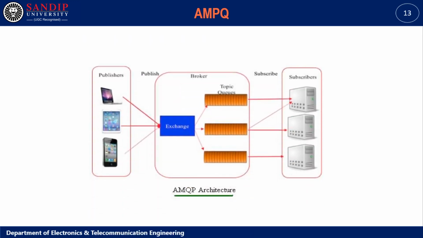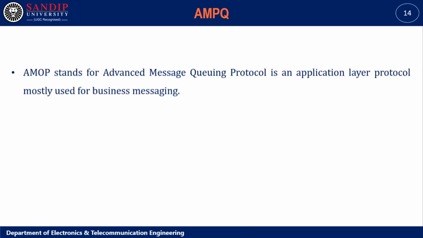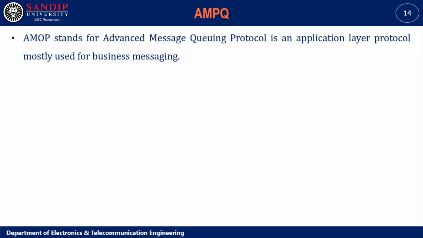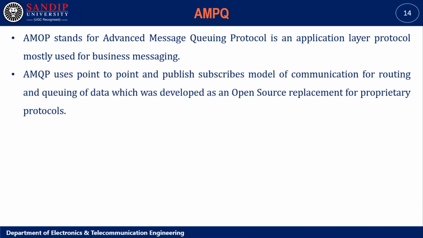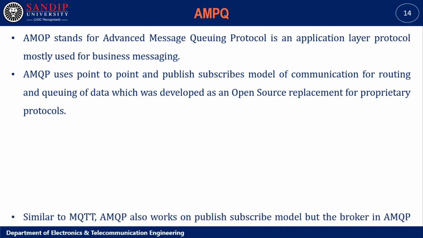Now let us discuss AMQP. The figure shows the AMQP architecture. AMQP stands for Advanced Message Queuing Protocol, an application layer protocol mostly used for business messaging. AMQP uses point-to-point and publish-subscribe models of communication for routing and queuing of the data, which was developed as an open-source replacement for proprietary protocols.